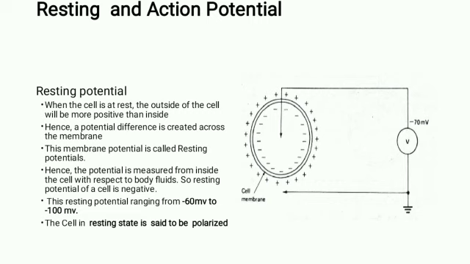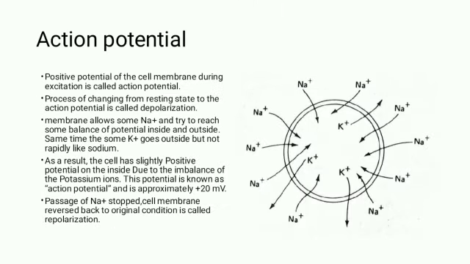When the cell is at rest, the outside of the cell will be more positive than inside. Hence, a potential difference is created across the membrane. This membrane potential is called a resting potential. The cell in the resting state means it is polarized. Hence, the potential is measured from inside of the cell with respect to the body fluid. So, the resting potential of the cell is negative. It can range from minus 60 millivolt to minus 100 millivolt.